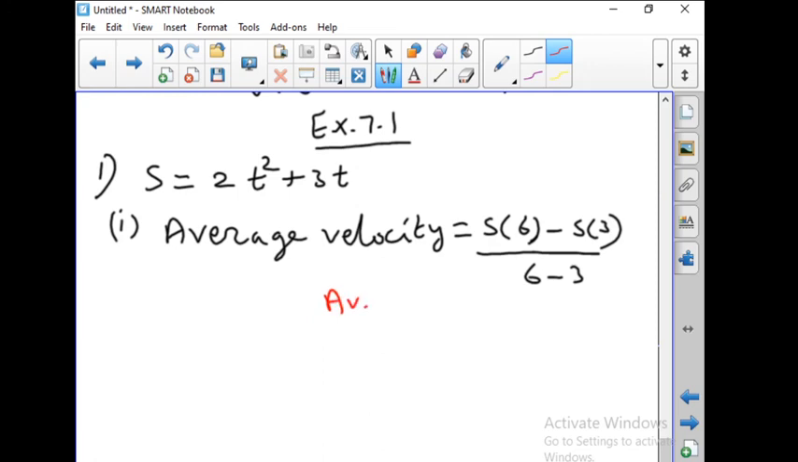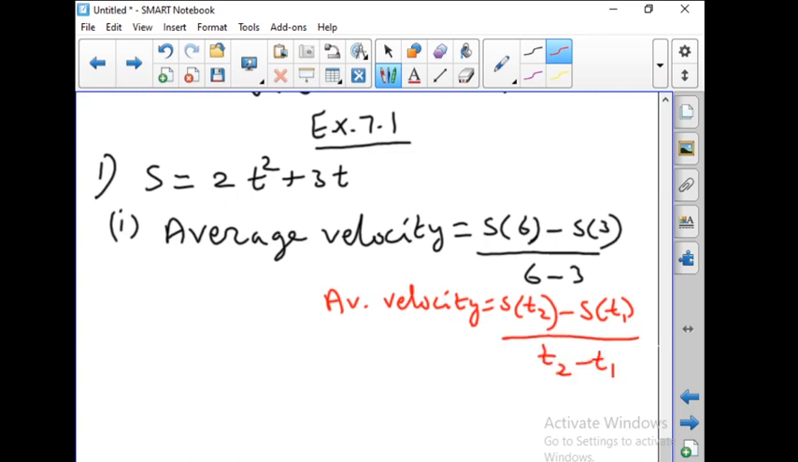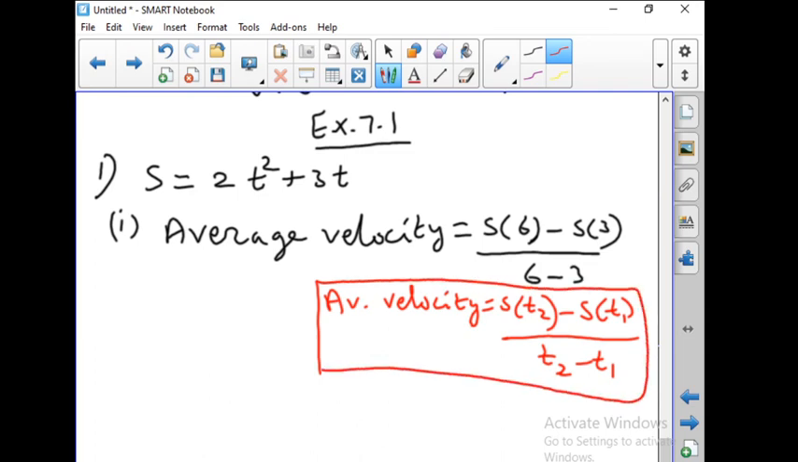Okay, that is the formula for average velocity. Average velocity is equal to s of t2 minus s of t1 by t2 minus t1. Okay, this is the formula. So using that we have done. So what is this now?